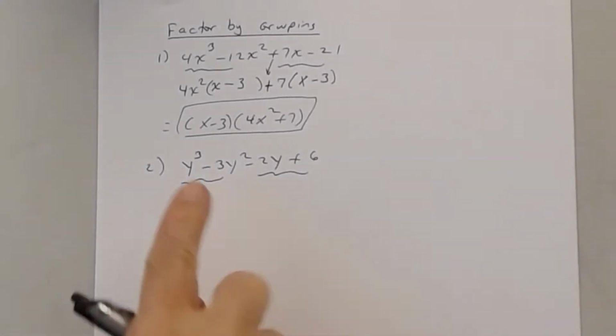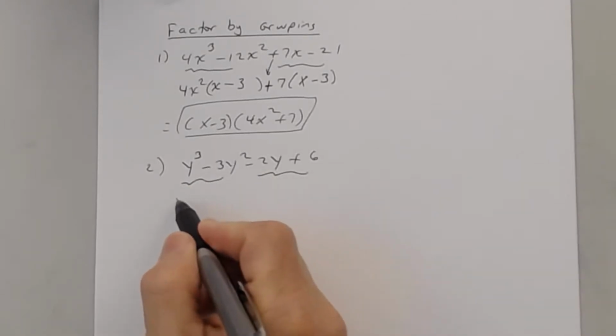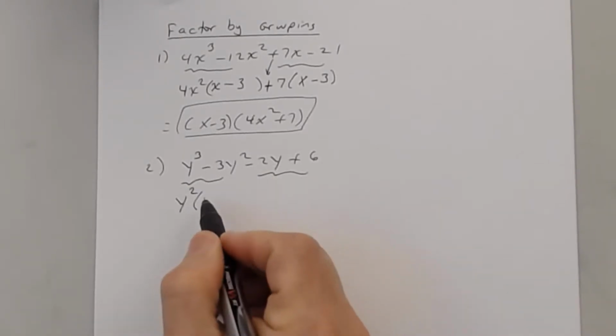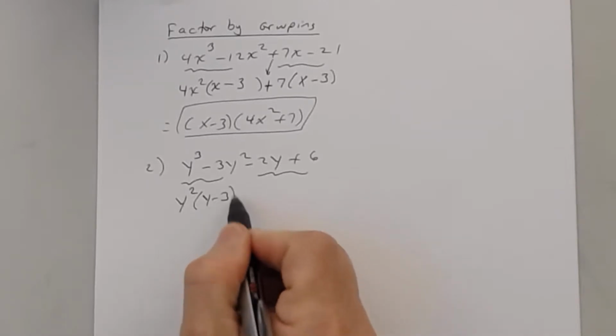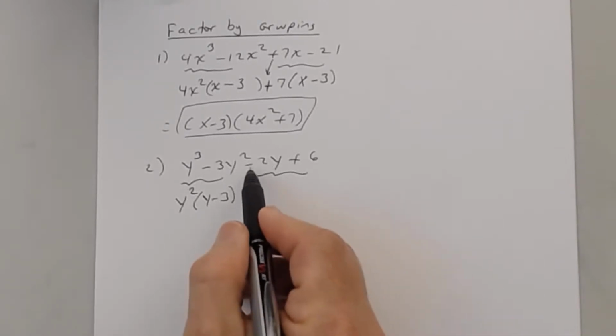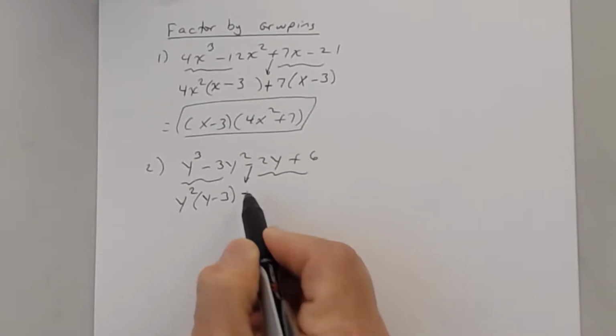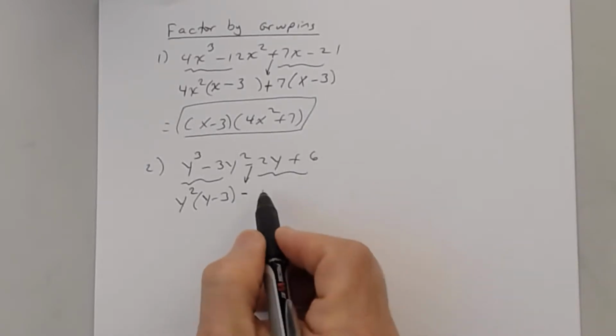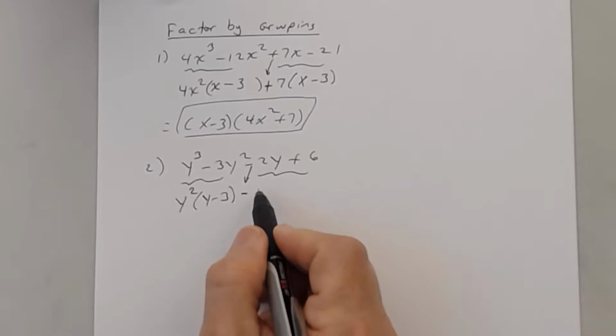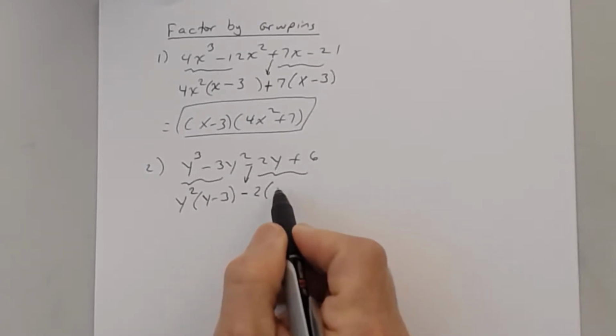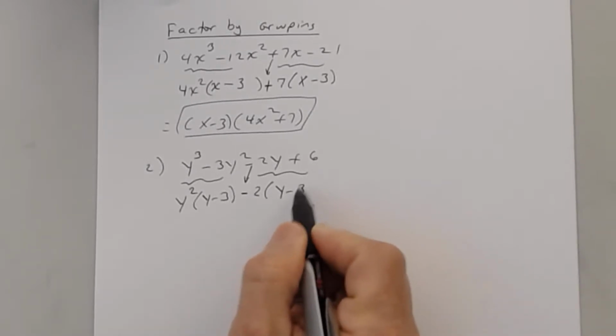What's the GCF of that first group? y squared. y squared times what? y minus 3. y minus 3. All right, now remember, you always take out that middle sign. So I'm going to take out a negative GCF. What's the GCF of that second group? I'm going to factor out a negative what? 2. And then what's left? y minus 3.